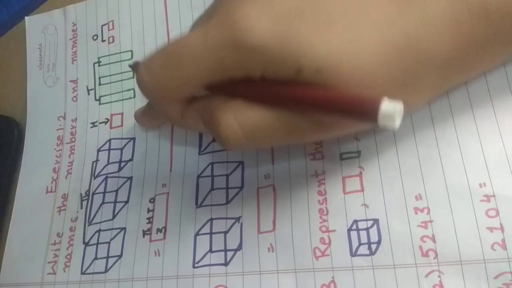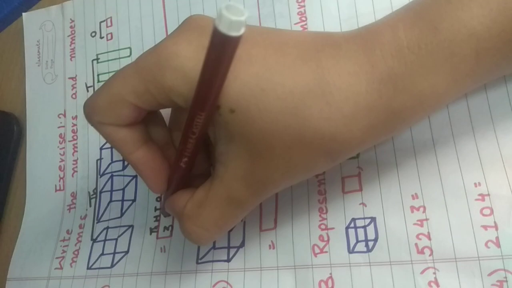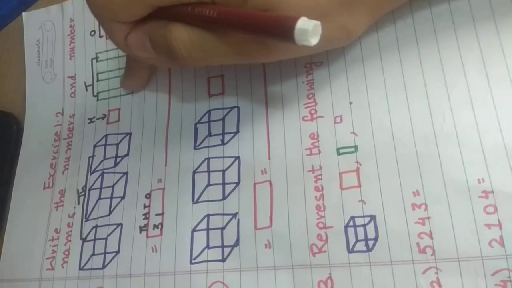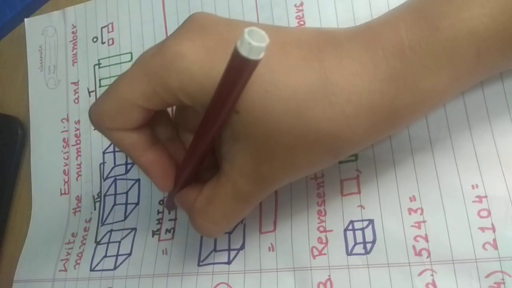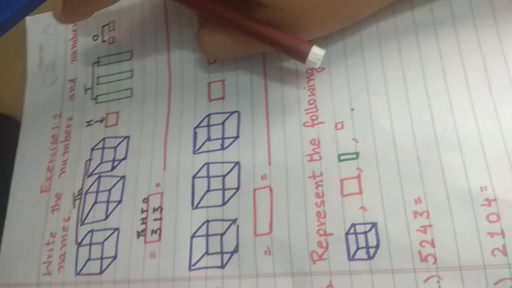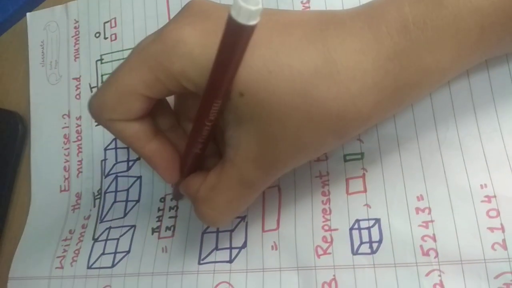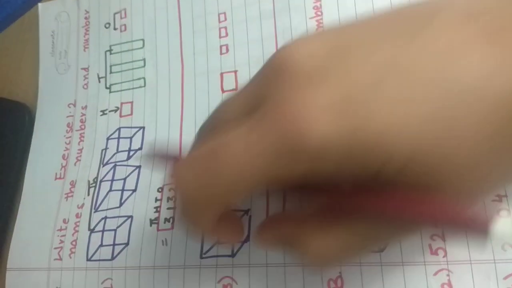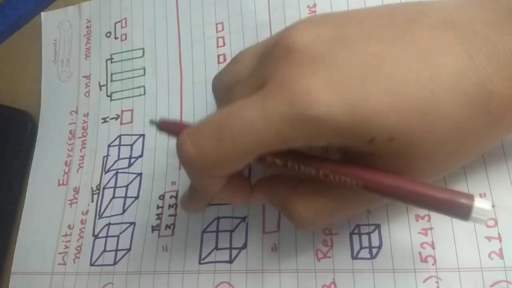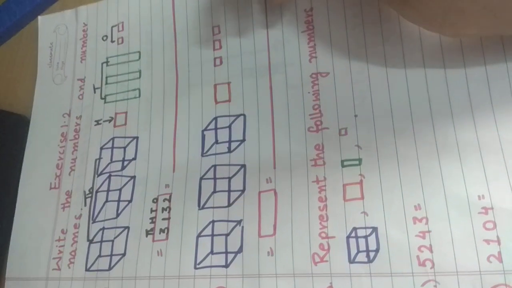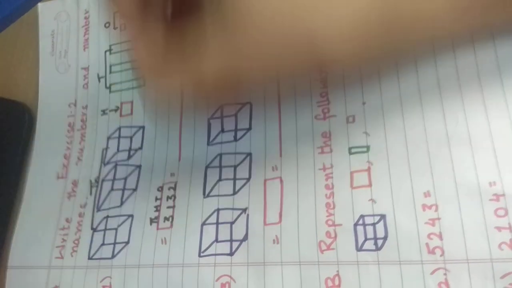3. And how many blocks of hundreds? 1. How many blocks of tens? 1, 2, 3. So I'll write here 3. How many blocks of ones? 2. So what will I write here? 2. So what is the number form? 3132. So I'll write down the number name.